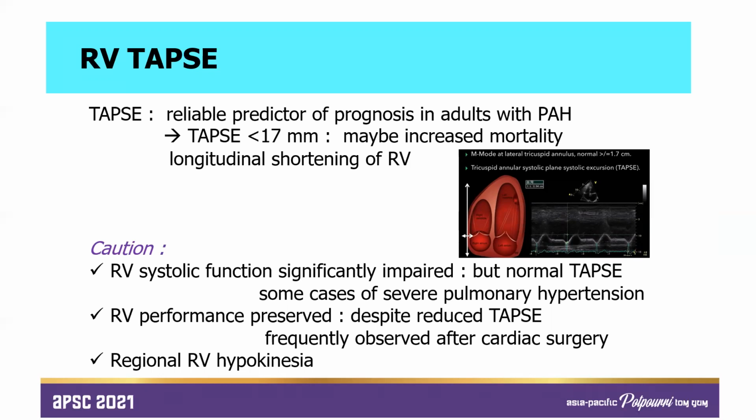Even if TAPSE is normal, RV systolic function can be significantly impaired in severe pulmonary hypertension. And motion of the tricuspid valvular annulus is affected by prior cardiac surgery, so TAPSE is less useful. And regional RV hypokinesia as well.